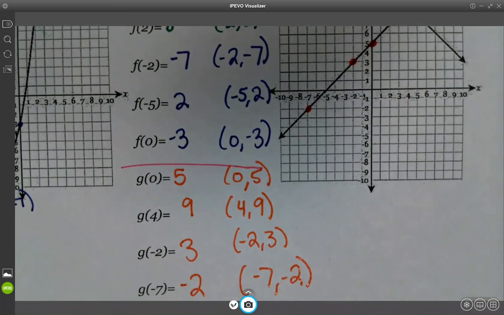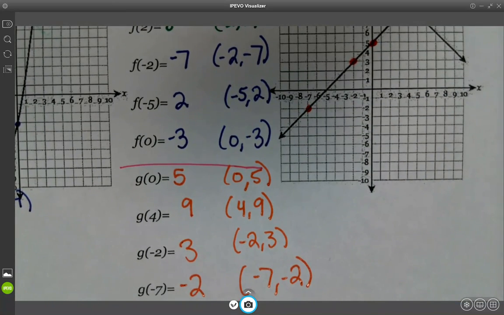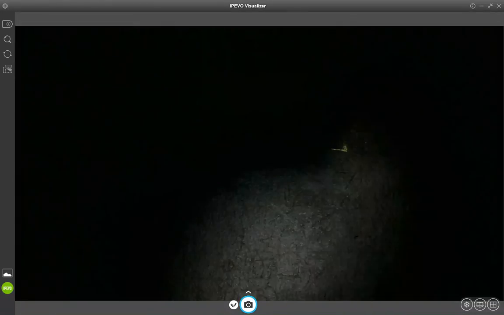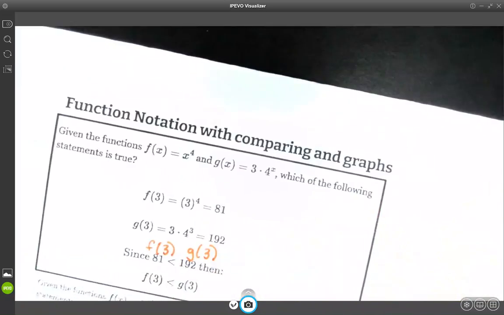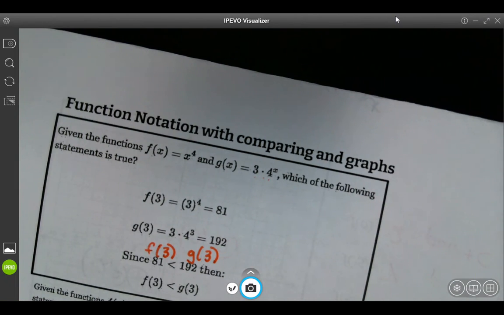Okay, so make sure you complete your Delta Math. Show some kind of work, whether it's the table or your substitution. Glue these two in and complete.